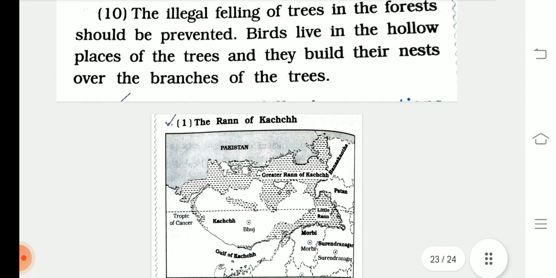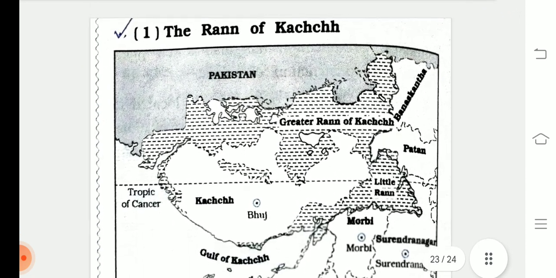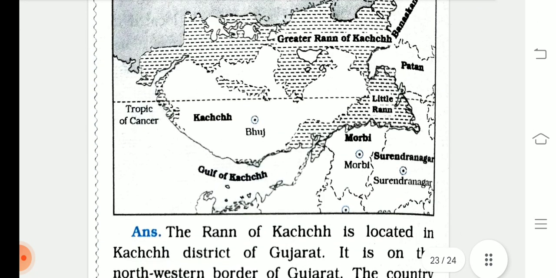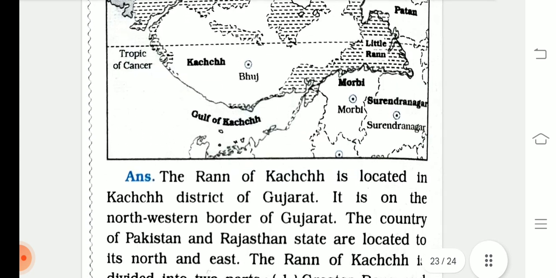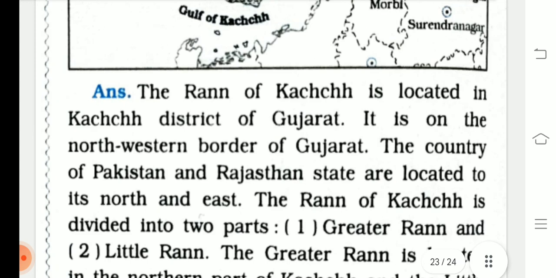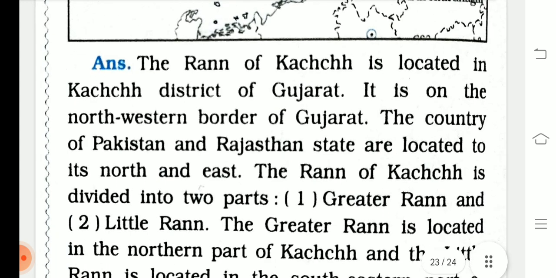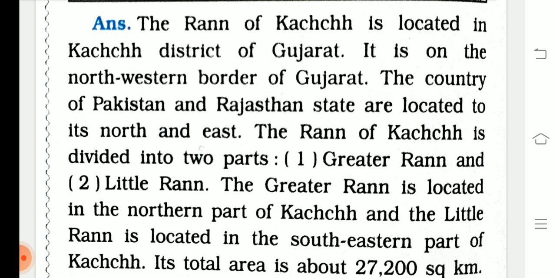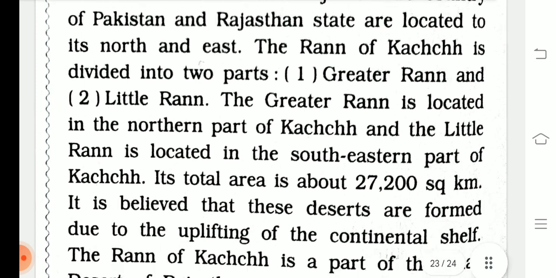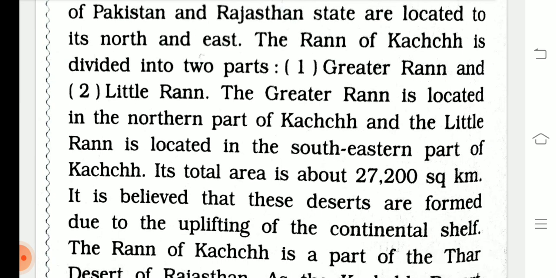Okay, the next question is the Run of Kutch. Here a map is given. The answer is: the Run of Kutch is located in Kutch district of Gujarat. It is on the northwestern border of Gujarat. The country of Pakistan and Rajasthan state are located to its north and east. The Run of Kutch is divided into two parts, the Greater Run and the Little Run. The Greater Run is located in the northern part of Kutch and the Little Run is located in the southeastern part of Kutch. Its total area is about 27,200 square kilometers.